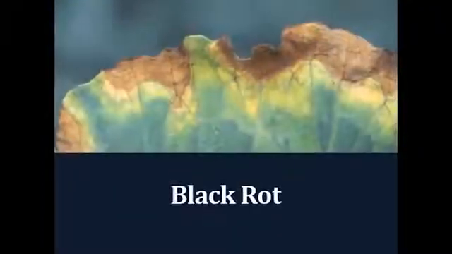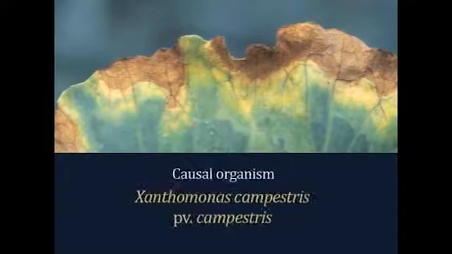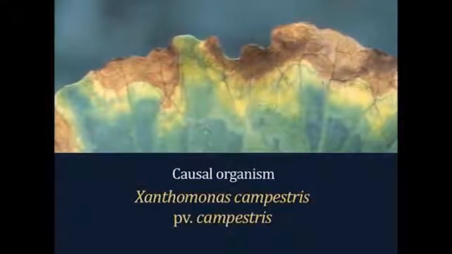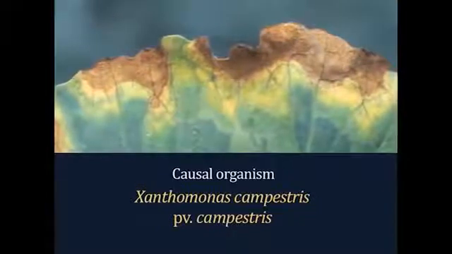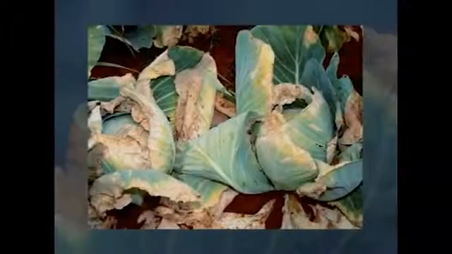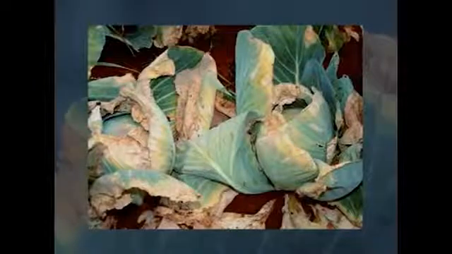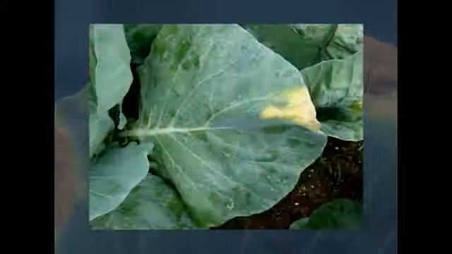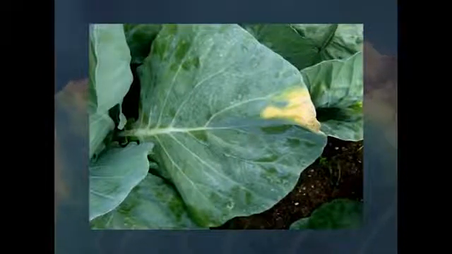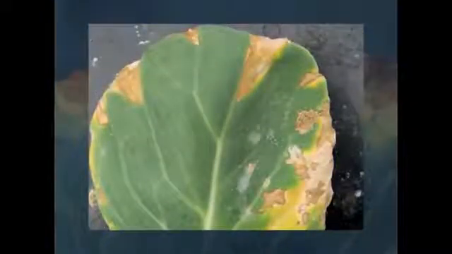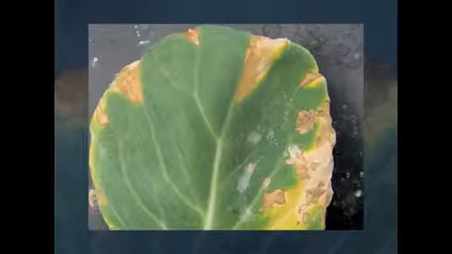Now coming to the next important disease, that is black rot. It is caused by Xanthomonas campestris pv. campestris. Now let's see the symptoms of the black rot. Symptoms manifest as localized wilting at leaf margins. Wilted tissues become chlorotic and progress to form the characteristic V-shaped lesions associated with this disease.